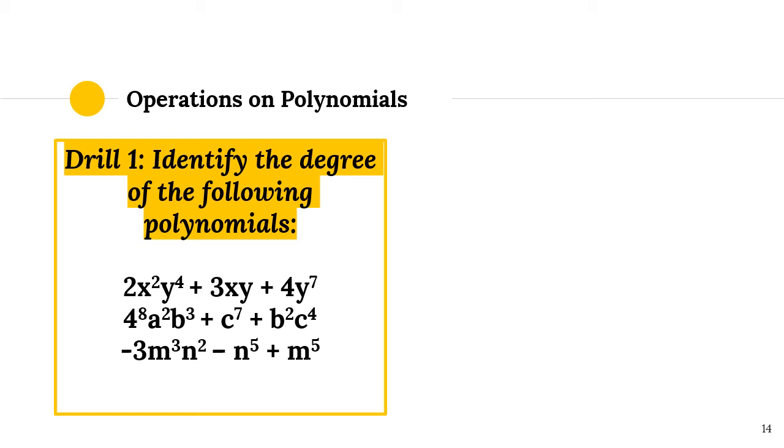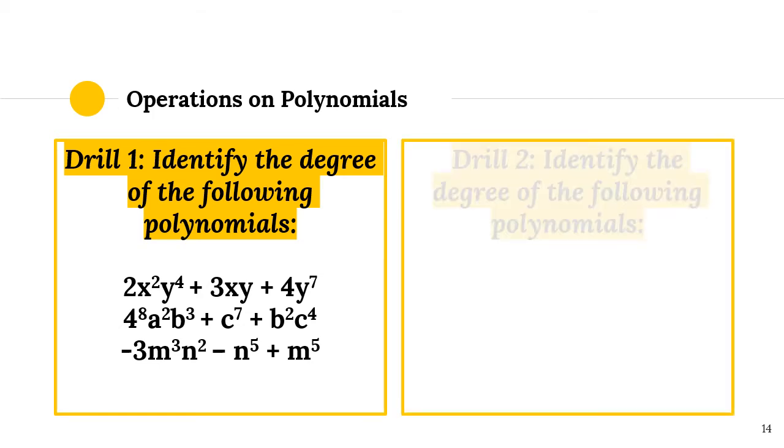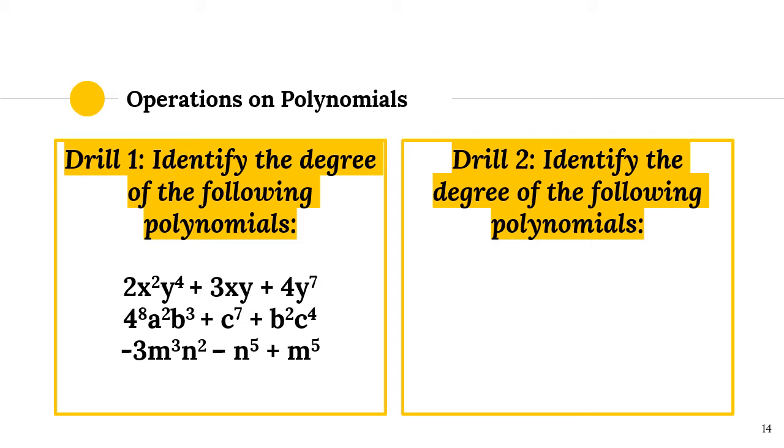Next, we have negative 3m cubed n squared minus n to the fifth plus m to the fifth. You can pause, analyze. If you have the answer, you can play again. In 3, 2, 1. Okay, let's identify the degree of each term. The first term, we have 3 plus 2, that's 5. The second term is 5. The third term is 5. All of them are 5. What's the greatest? Of course, it's 5. So the degree of the entire polynomial is 5.